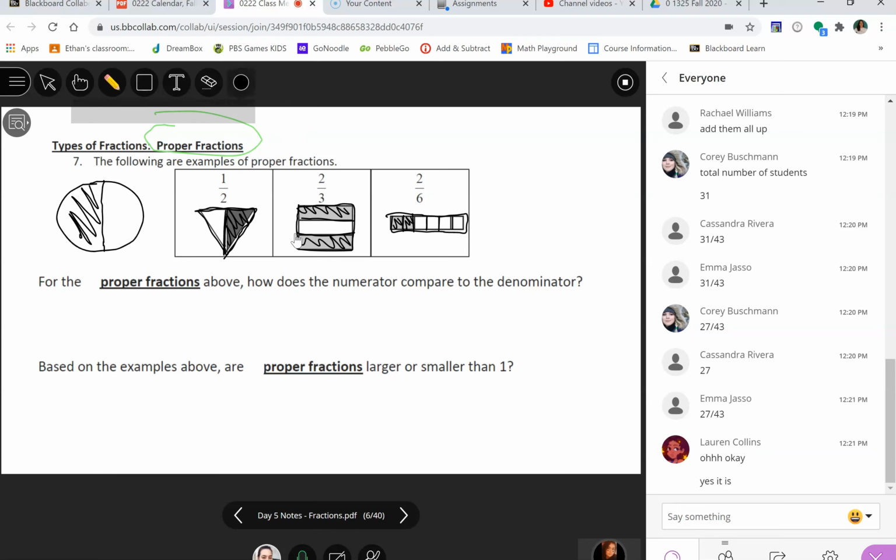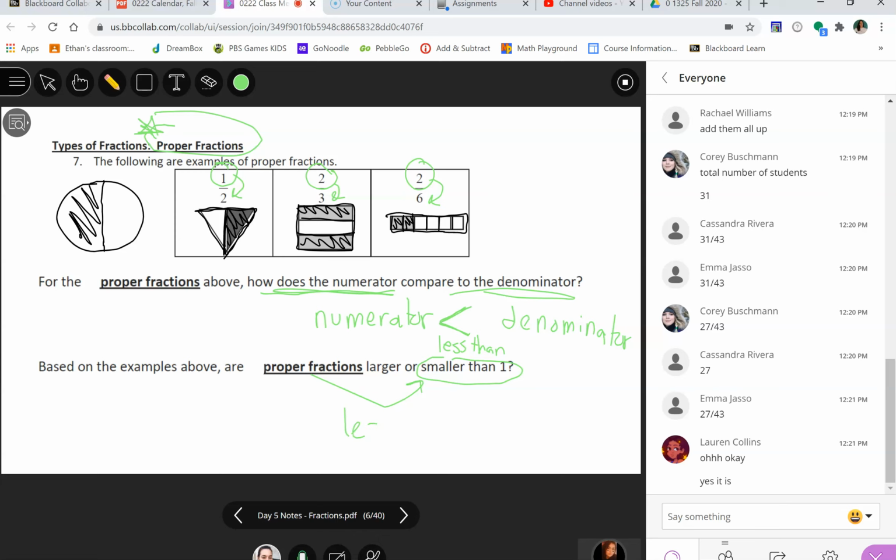So if you had to write a definition of a proper fraction, how does the numerator compare to the denominator? How does the number on top compare to the number on bottom on all these? It's smaller, right? The numerator, the number on top, the number of pieces you physically have is less than the denominator, the number of pieces it takes to make a whole. So proper fractions are smaller than 1. Proper fractions are less than 1 whole.